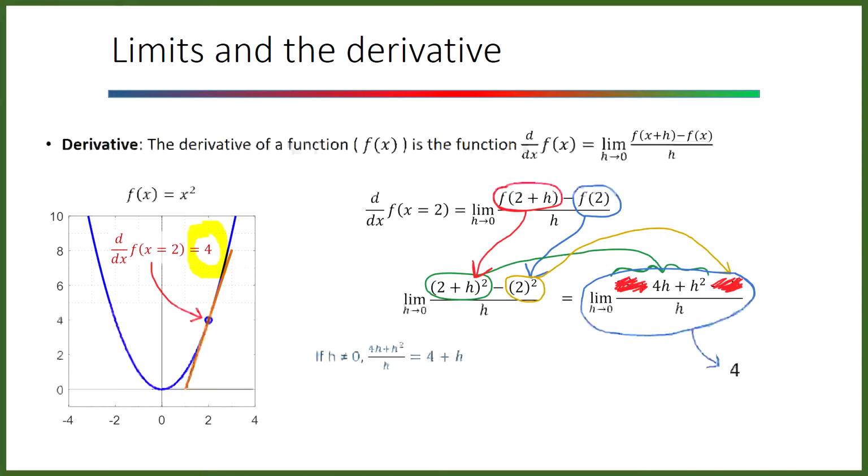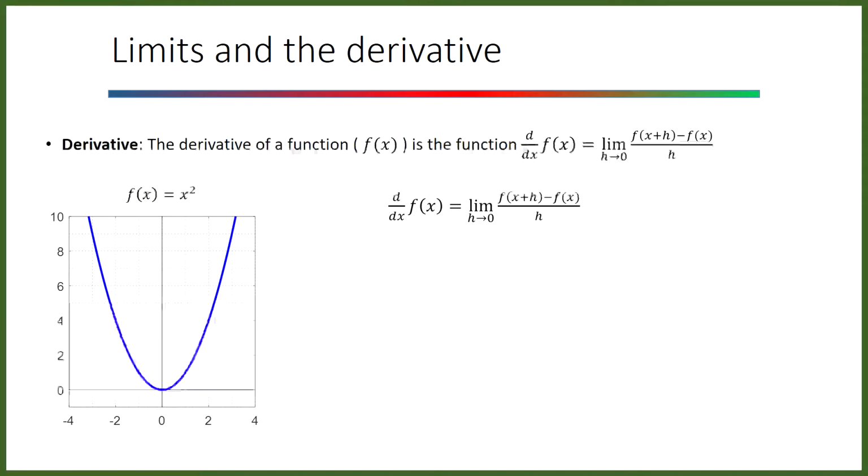Next, let's apply this same logic to calculate the derivative of this function at any point. We start with our same definition of the derivative, but this time we're not substituting anything in for x. We're keeping the x in the equation. When we actually substitute in that our function is equal to x squared, we get the limit as h approaches 0 of (x plus h) squared minus x squared, all divided by h.